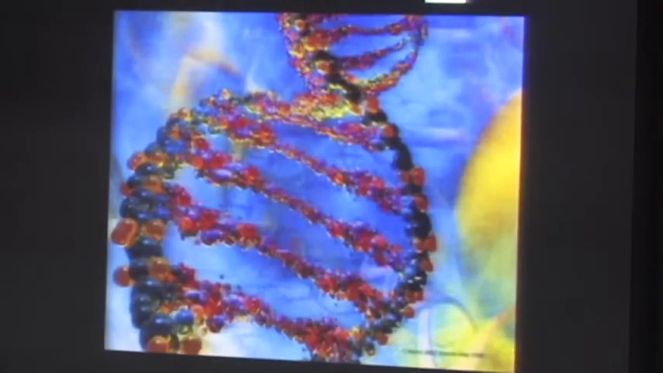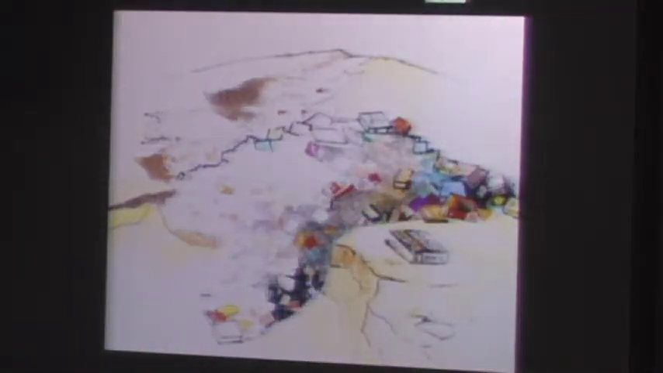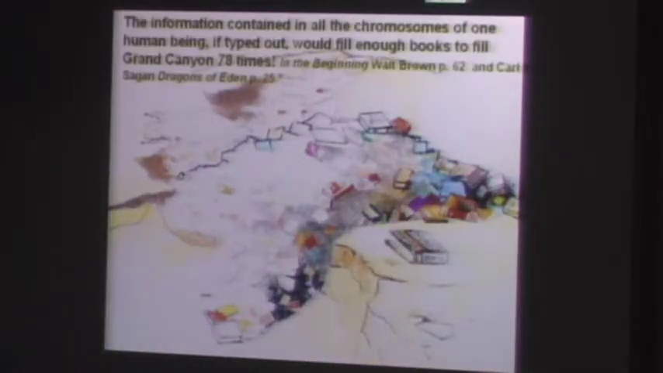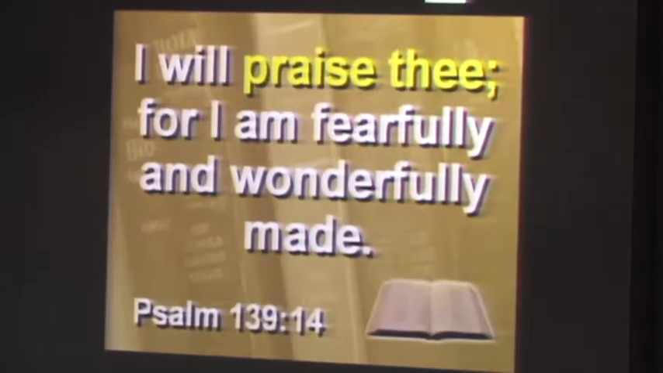It is so unbelievably complex. If you typed out the code found in your DNA, when you got done typing, you'd have enough books to fill the Grand Canyon 78 times. That's the instructions to make you. I'd say you're pretty special. Quite a list of instructions to make you. David said, "I will praise thee, for I am fearfully and wonderfully made." And he didn't have a microscope, and he could figure that out.